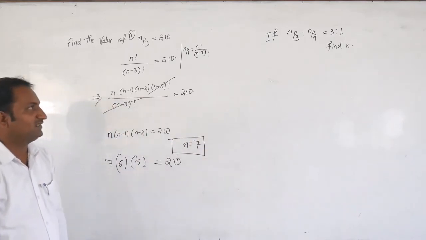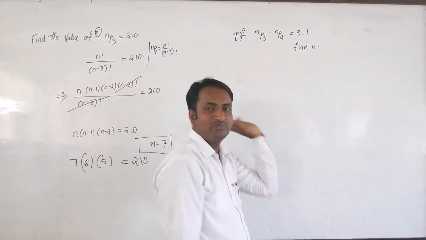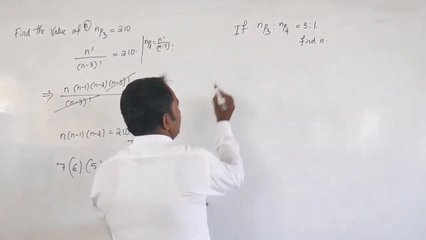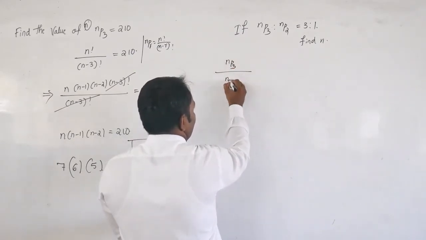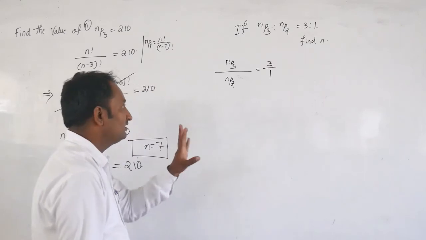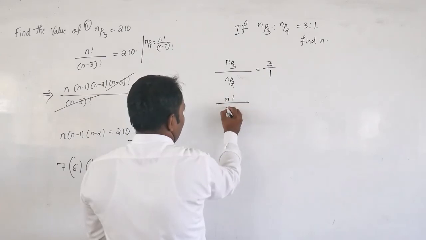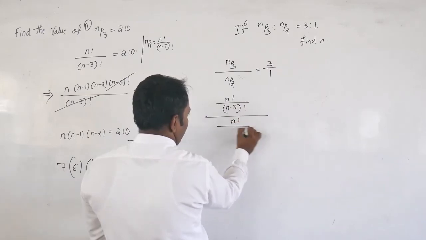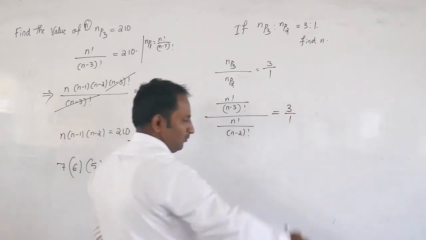In the same problem, if nP3 is to nP2 is equal to 3 is to 1, then find the value of n. We can arrange nP3 divided by nP2 is equal to 3 divided by 1. According to the formula, n factorial divided by (n minus 3) factorial, whole divided by n factorial divided by (n minus 2) factorial, is equal to 3 by 1.